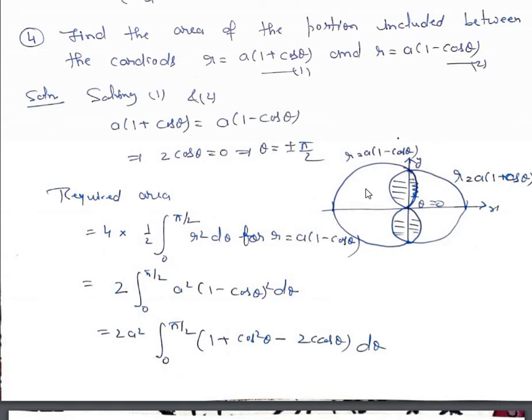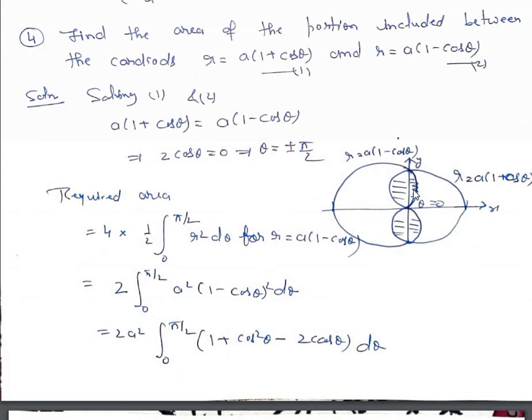Now you know that r is equal to a into 1 plus cos theta is a cardioid whose shape is like this, and the cardioid r is equal to a into 1 minus cos theta is a cardioid like this. So first of all we shall find out where these cardioids intersect. For that we equate the values of r. So we have a into 1 plus cos theta is equal to a into 1 minus cos theta. So 2 cos theta is equal to 0. That means theta is plus minus pi by 2. So we find the area of one portion and then multiply it by 4.